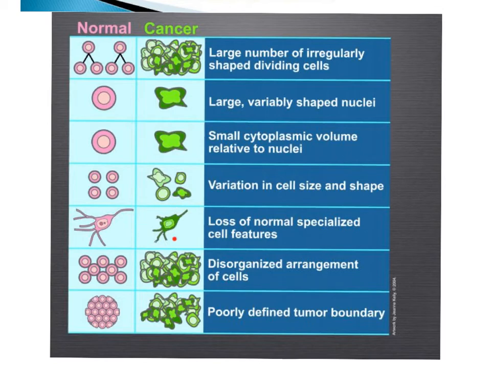If we're looking at specialized cells, which we haven't really gotten into yet, there's often a loss of any specialized functions of the cell, and they're no longer arranged in any particular manner because of this uncontrolled cell division. There's just nowhere for them to go, so they're very disorganized. And at times, you can also have a poorly defined tumor boundary.